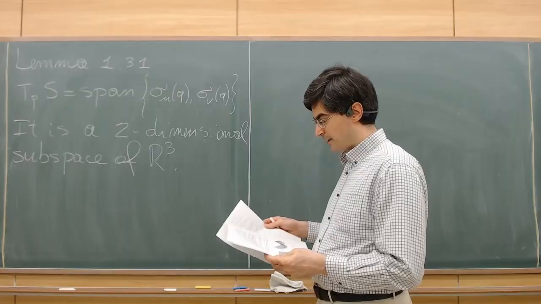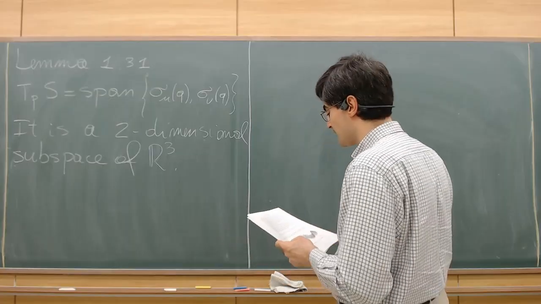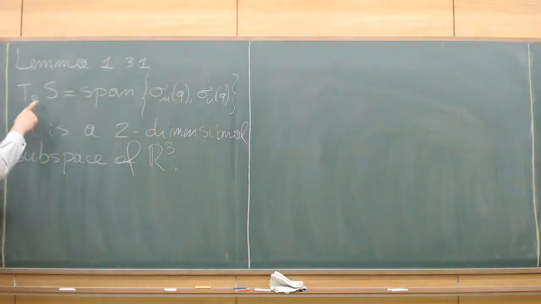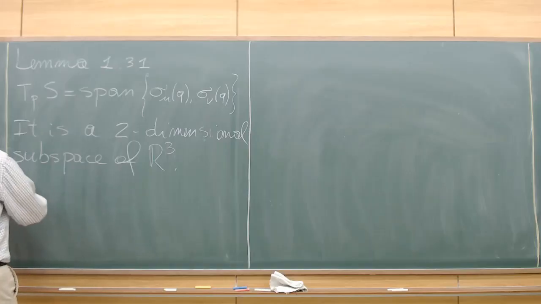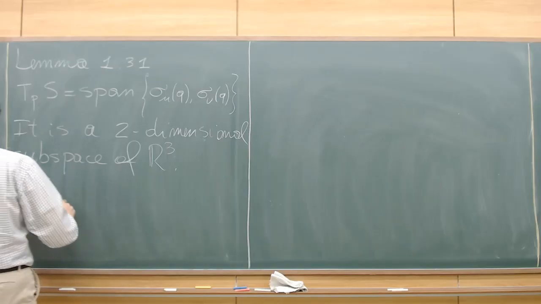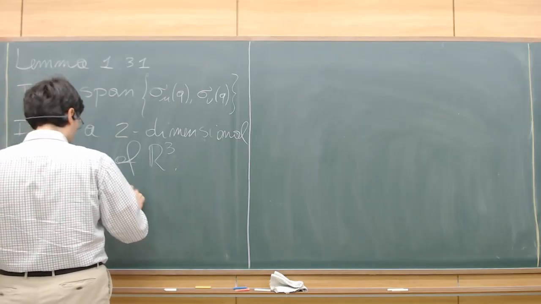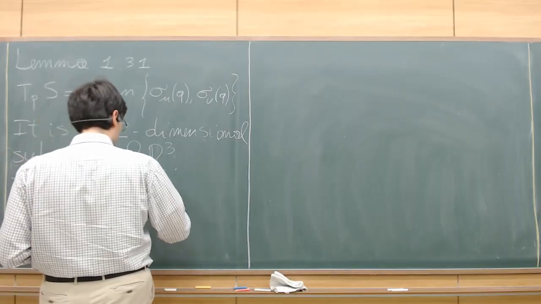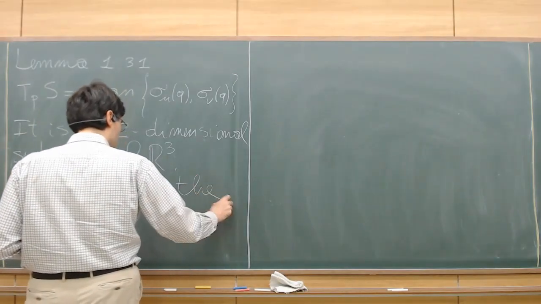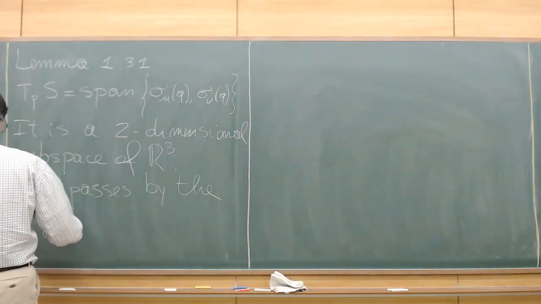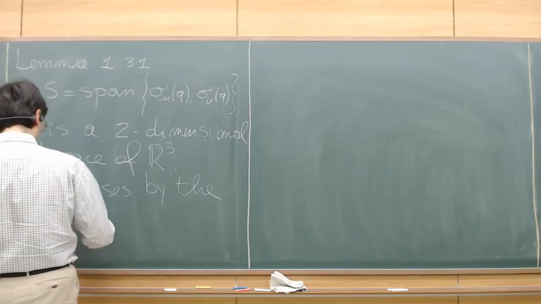Now I want to make a short remark. Since T_P S is a two-dimensional subspace of R3, then we have that T_P S passes by the origin of R3.